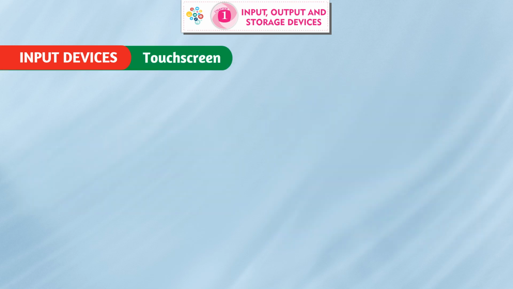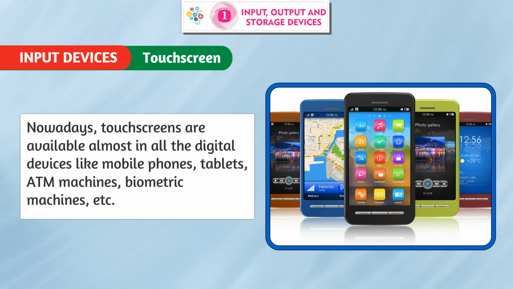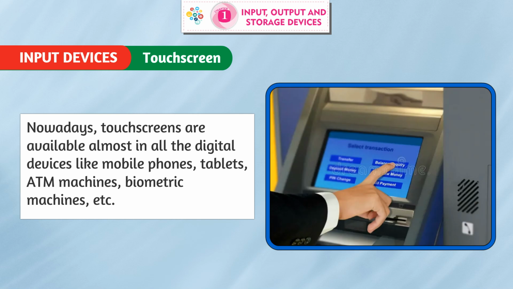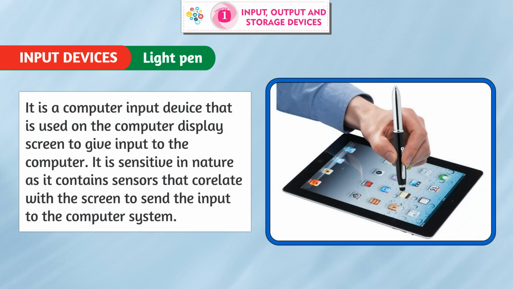Touch screen. It is an input device that allows the users to interact with the computer with the help of fingers. The users can also interact by using a digital pen that has a sensitive part in it, which helps to give input to the computer. Nowadays, touch screens are available almost in all the digital devices like mobile phones, tablets, ATM machines, biometric machines, etc. Light pen. It is a computer input device that is used on the computer display screen to give input to the computer. It is sensitive in nature as it contains sensors that correlate with the screen to send the input to the computer system.